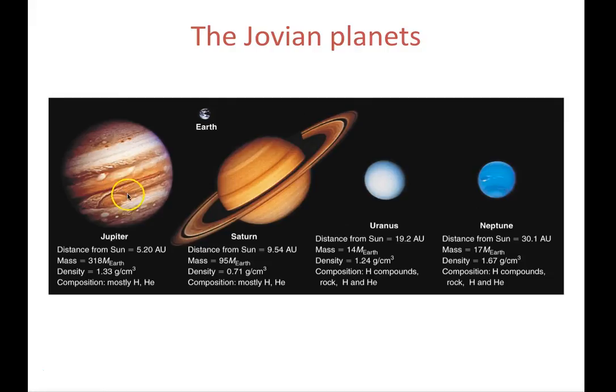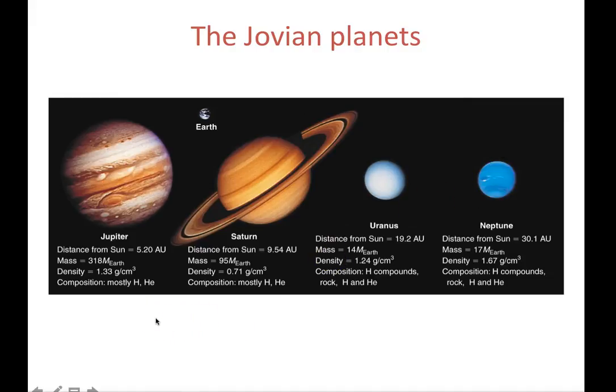The other interesting thing is if you want to memorize the distances from the Sun, you can do that. Jupiter is 5, Saturn is 10, Uranus is 20, and Neptune is 30. Those are nice, easy round numbers. And as I keep saying in astronomy, if we know things to 10%, we're doing pretty well.